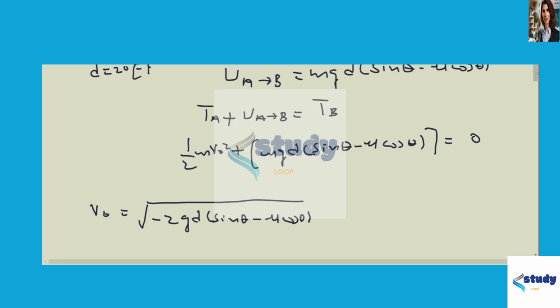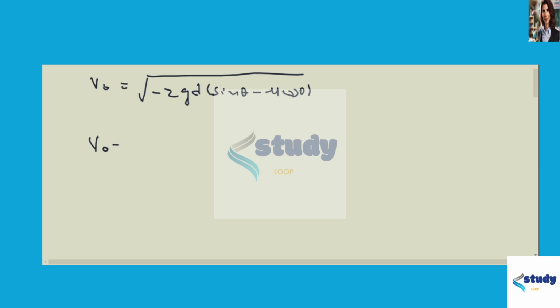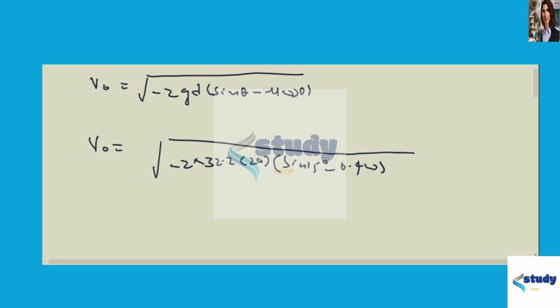Now let's plug in values. By plugging values, V naught equals root minus 2 into g. G is acceleration due to gravity, which is 32.2, and then d is 20, and then sine 15 degrees minus mu is 0.4 into cosine of 15 degrees, and so V naught equals 12.817 feet per second.